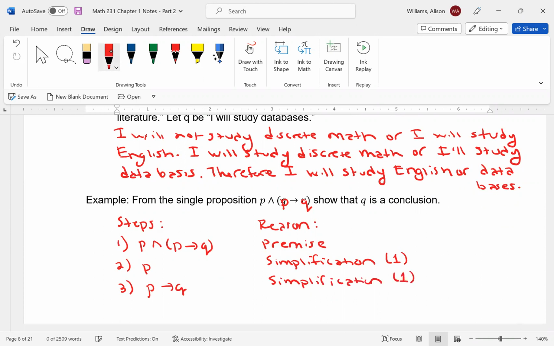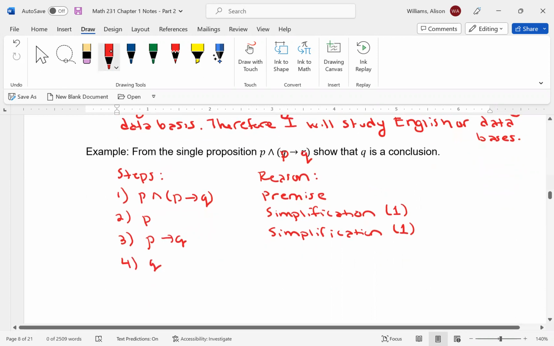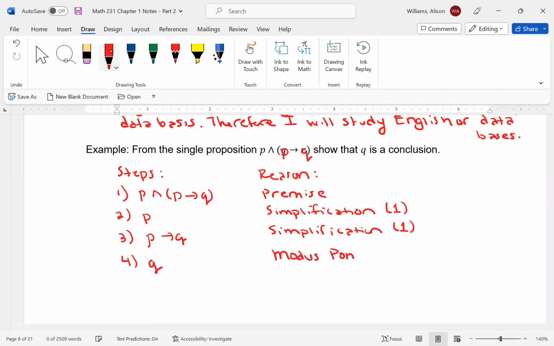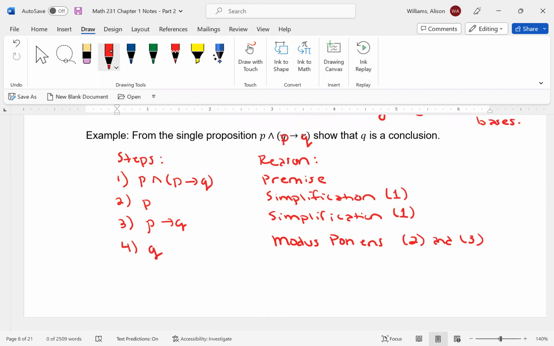And what that sets up for me is modus ponens. Since I have P and I have P implies Q, that gives me Q. So that is modus ponens, using numbers 2 and 3. So I'm referring to the two arguments. Technically, remember I wrote that it could happen in reverse order. The list of the premises doesn't matter as long as the two premises are actually there.